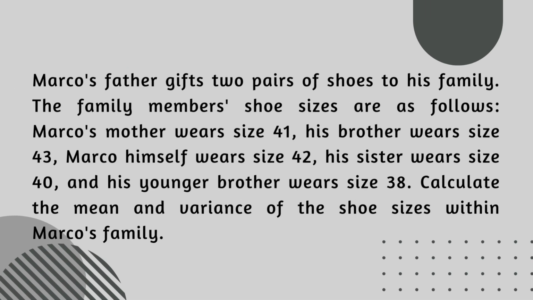So we have here the problem. Marco's father gives two pairs of shoes to his family. The family members' shoe sizes are as follows. Marco's mother wears size 41, his brother wears size 43, Marco himself wears size 42, his sister wears size 40, and his younger brother wears size 38. Calculate the mean and variance of the shoe sizes within Marco's family.